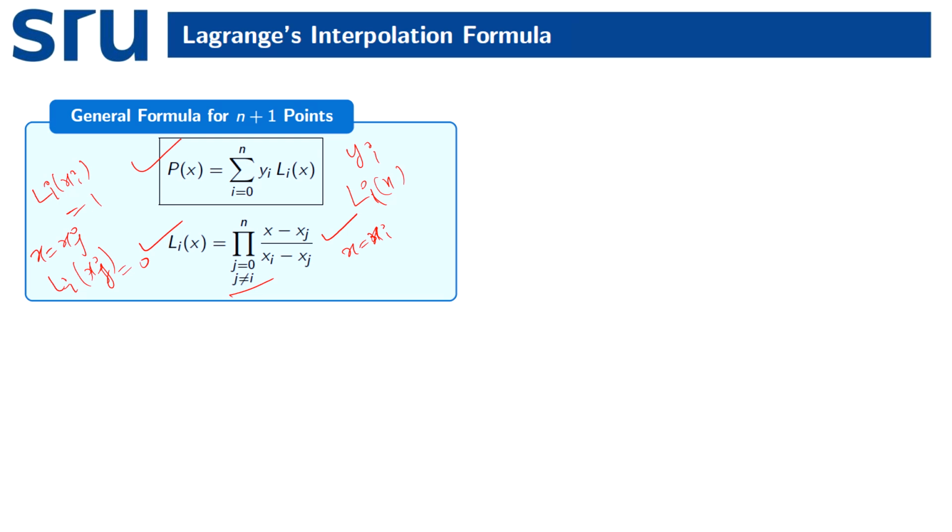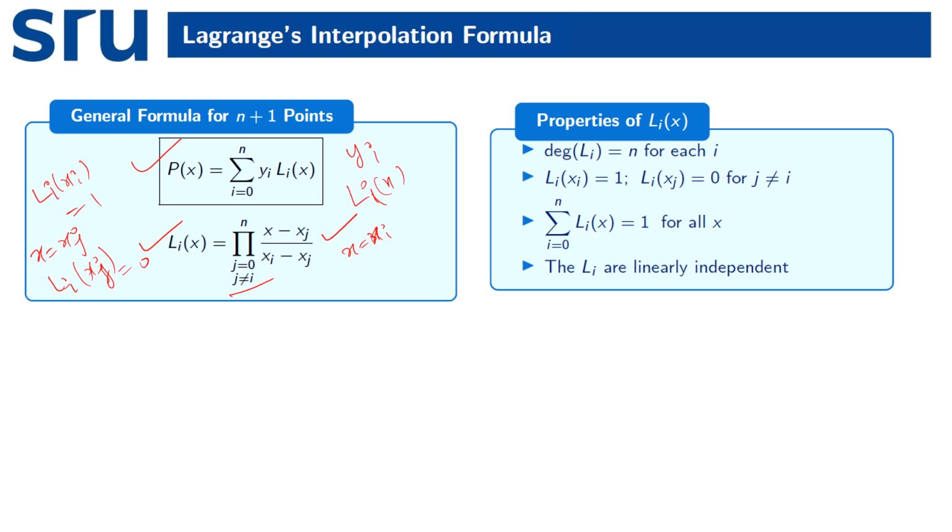Now let us look at some important properties of the L_i(x) polynomial. First, each L_i(x) is a polynomial of degree n, because it is the product of n linear factors. Again, L_i(x_i) equals 1 and L_i(x_j) equals 0 for j not equal to i. Correct? This ensures correct interpolation.